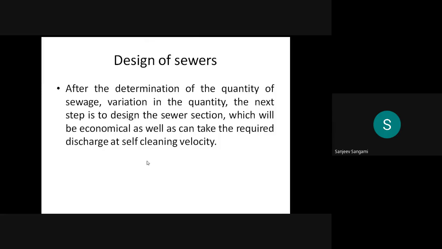So we should maintain the optimum velocity, so that the self-cleansing velocity is maintained as well as the non-scouring velocity. That is why I already discussed that 0.45 meter per second is considered optimum, and as far as possible, during some rainy seasons the velocity will be more, and it should not exceed 0.9 meter per second.